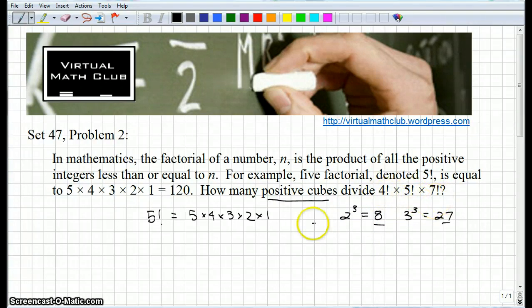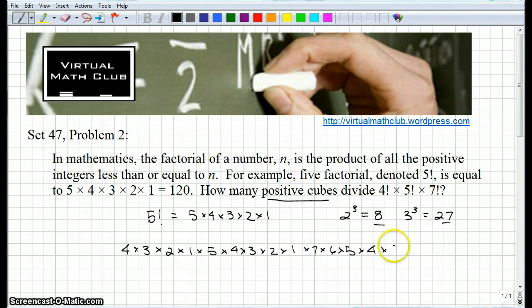Now this is going to be a big number, so I wouldn't recommend actually calculating that all out. But let's write it out explicitly. Get rid of the factorial signs and just work with the multiplication. Okay, so 4 factorial is going to be 4 times 3 times 2 times 1. 5 factorial is going to be 5 times 4 times 3 times 2 times 1. And 7 factorial is going to be 7 times 6 times 5 times 4 times 3 times 2 times 1. Alright?